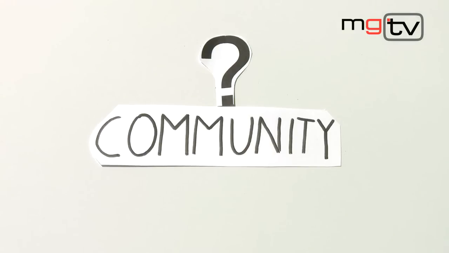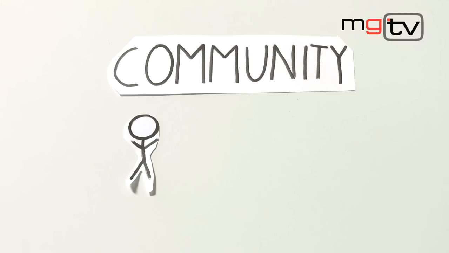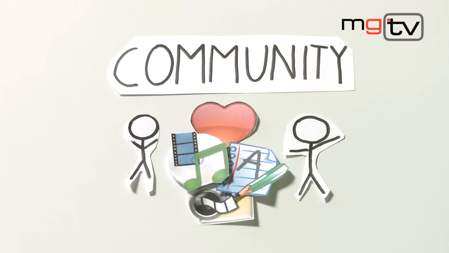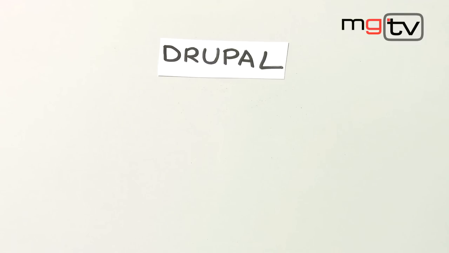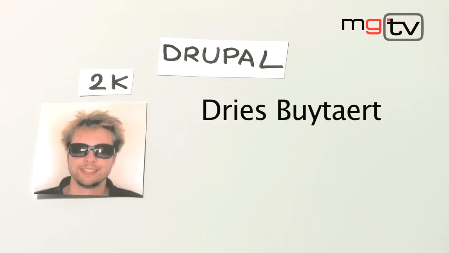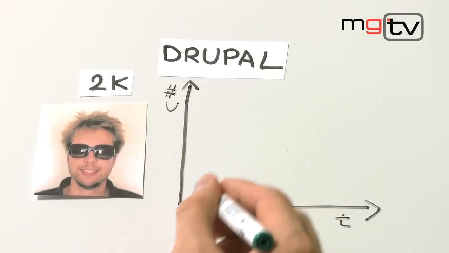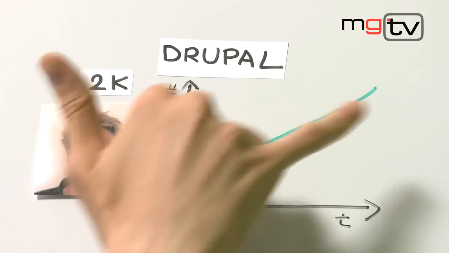What is a community? It's a set of people who are connected through the web by common interests, such as hobbies, friendship, or work. Drupal is itself a community. It was born in the year 2000 thanks to the ingenuity of a Belgian developer with an unspeakable name, Dries Buitaert, or something like that. Since then, it always grew.